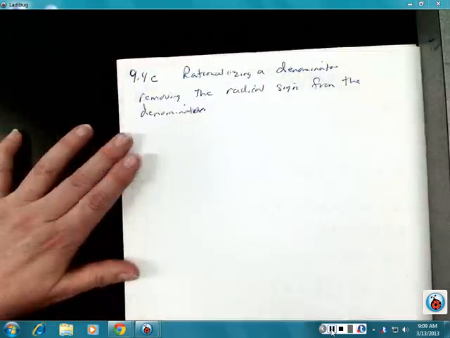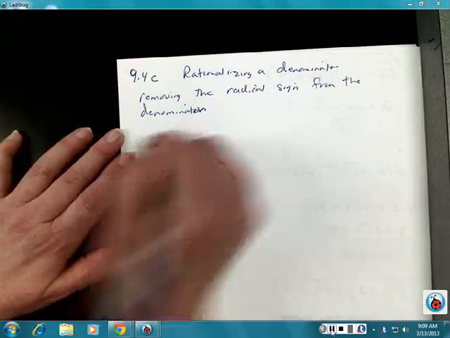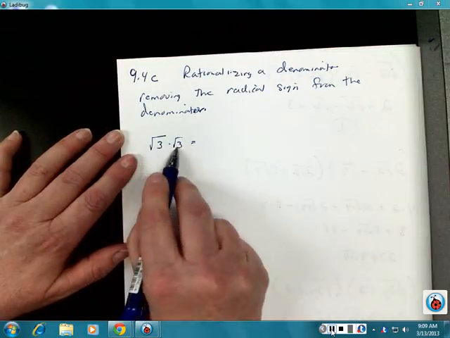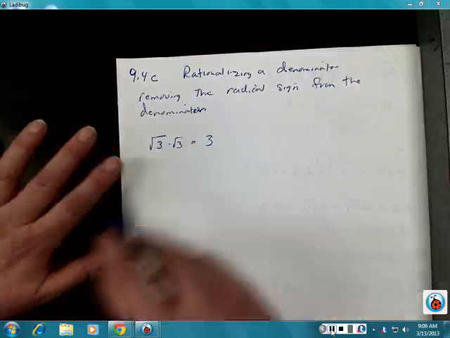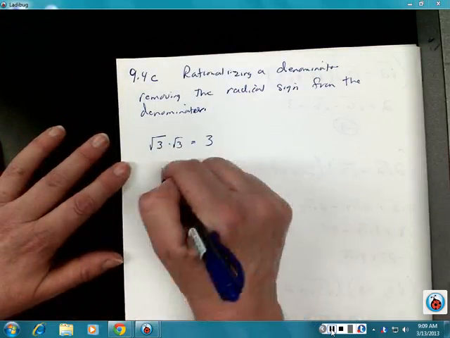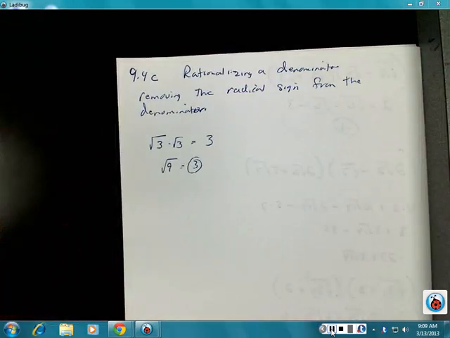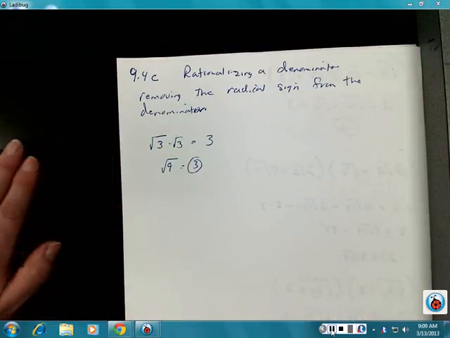And what we found out in this last part that we just got done doing is that if I take the square root of 3 times the square root of 3, what happened to that? Every time we saw those, we ended up with just plain old 3, because the square root of 3 times the square root of 3 is really the square root of 9, which is 3. So when I multiply these two together, it automatically removes the radical sign.